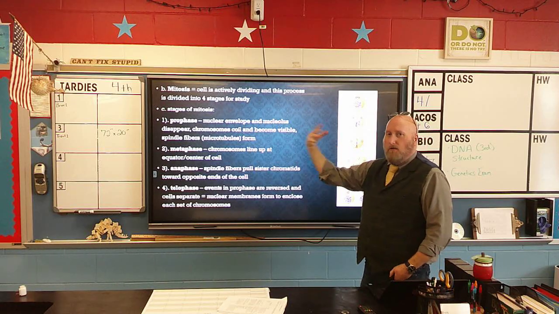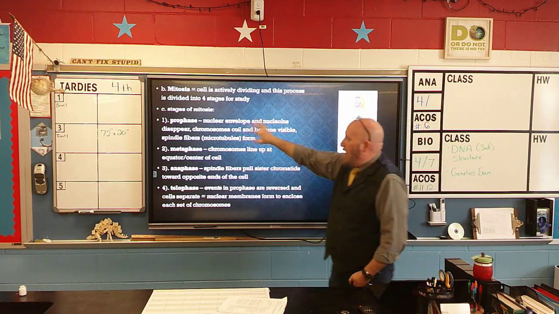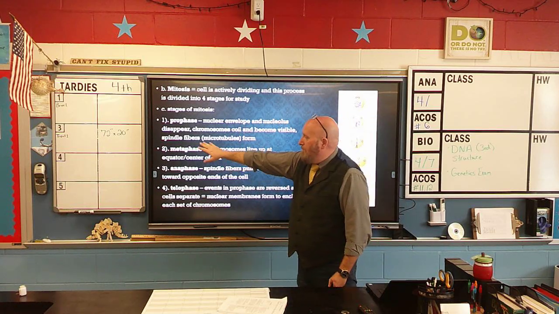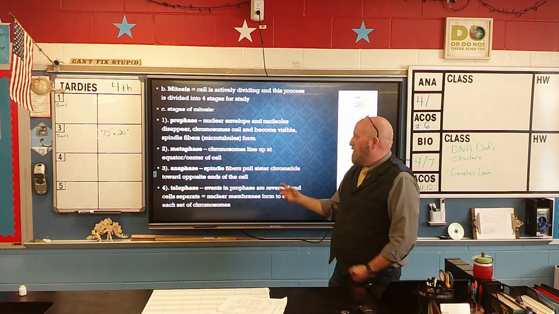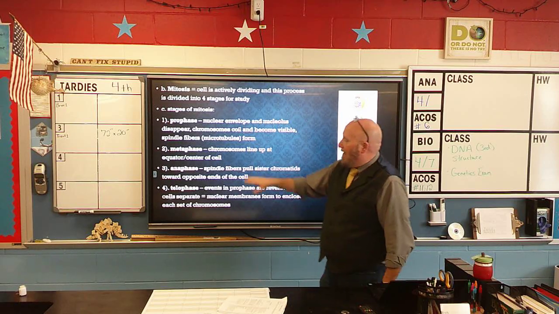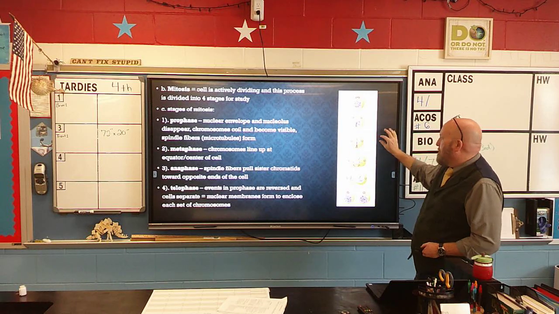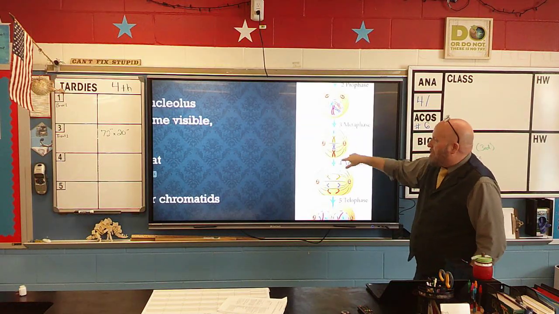So what we're having is the nucleus is basically falling apart. The DNA coils up into the chromosomes. These little things called spindle fibers, which are little microtubules, start to grow. By the time we get to metaphase, the chromosomes are lined up. See here, they're lined up in the center of the cell.